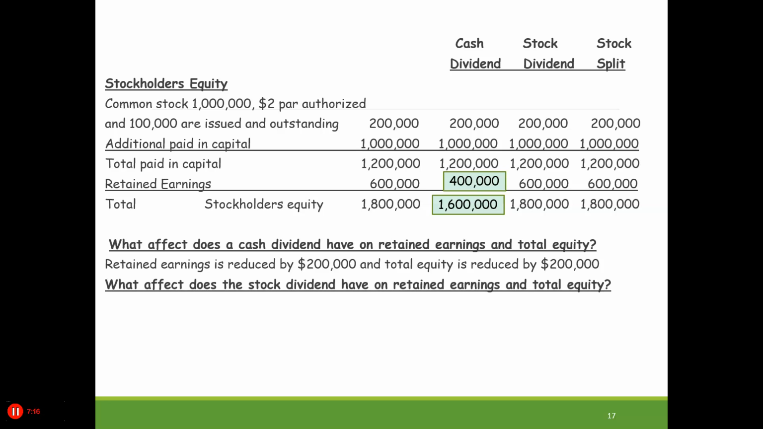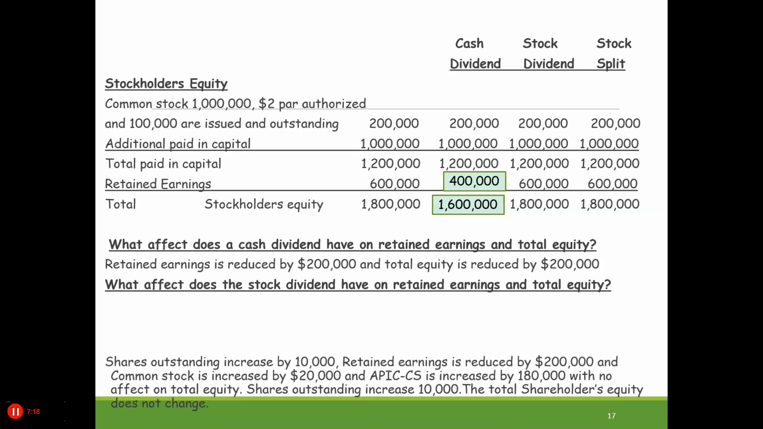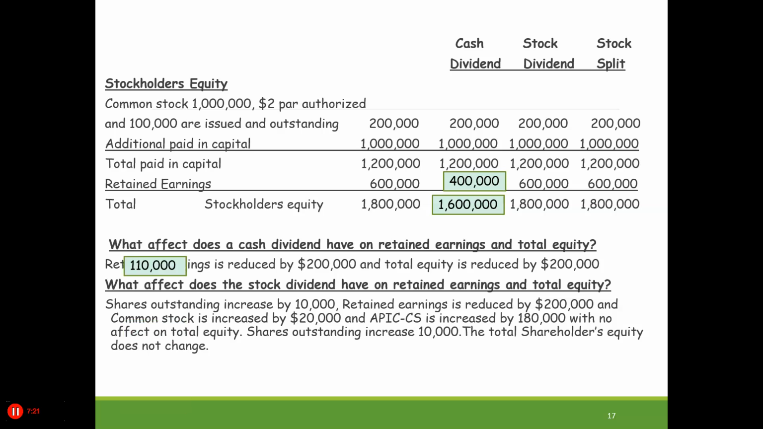What's the effect of the stock dividend? Well, shares are going to go up. Retained earnings is going to go down by $200,000. Our common stock is going to go up by $20,000, which is $2 times the 10,000 shares. Additional paid-in capital is going to go up for the difference. So our total paid-in capital will go up to $1.4 million. But if you notice, our total shareholders' equity does not change.